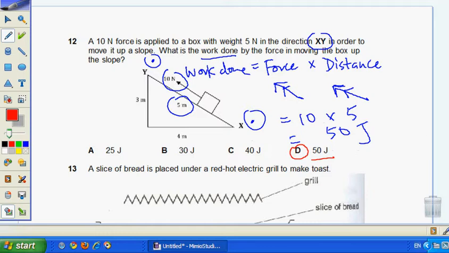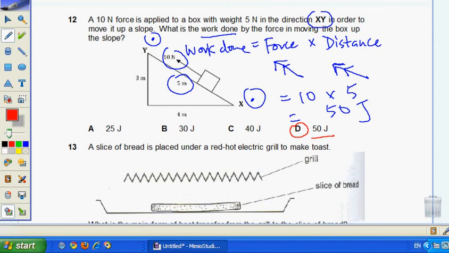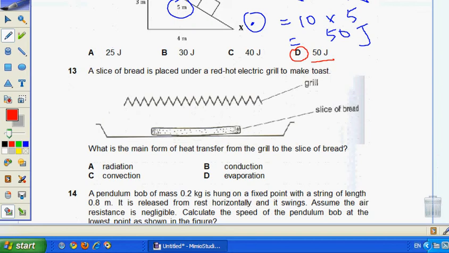Okay, let's now move on to question 13. Question 13 is on the topic of making things hot and trying to make toast. So it's talking about the topic of transfer of heat energy. The question is asking for the main form. So recall there are three types of heat transfer.